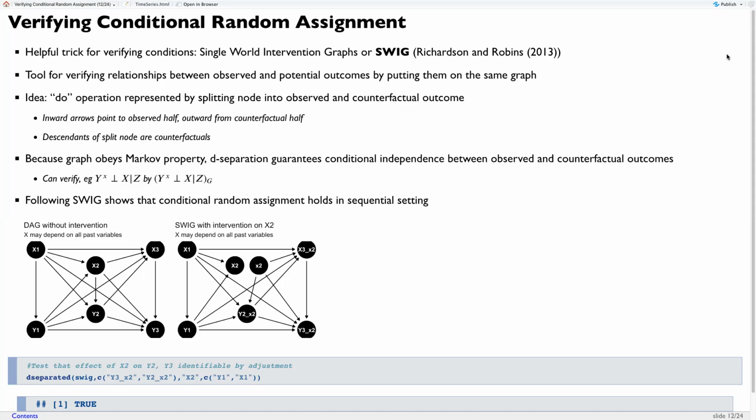Here is just a 3-period version of the sequential setting from before. If we split x, the arrows going into x2 we still have, so we still know what the properties of x2 are, but the arrows coming out of x2 are changed to the counterfactual node, and we see the counterfactuals for x3, y2, and y3. If we want to know if present and future potential outcomes are conditionally independent of the observed x, we can just check whether these are d-separated. Rather than doing that by hand, we can have software do this for us.